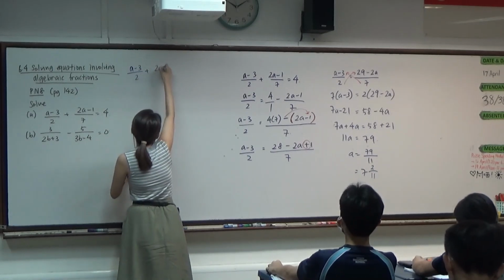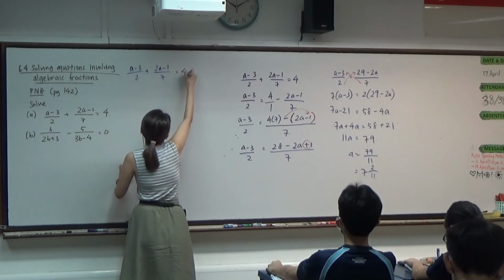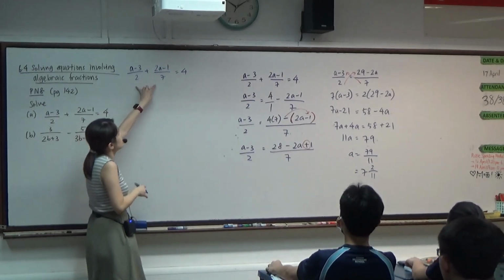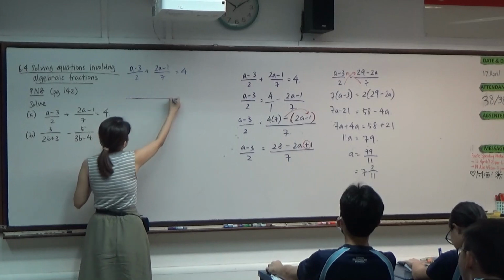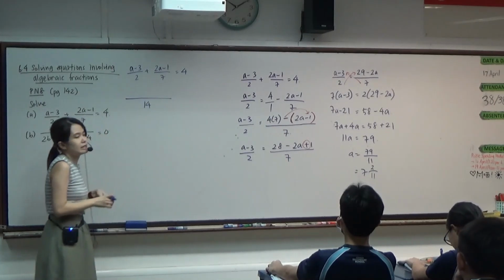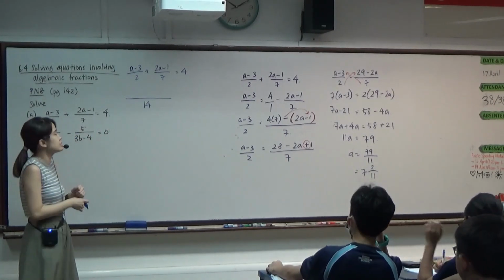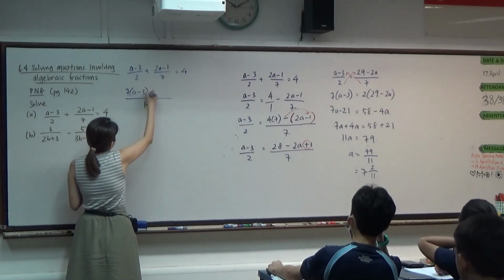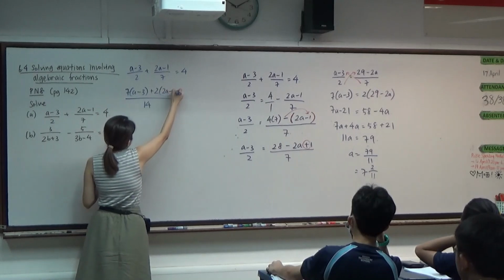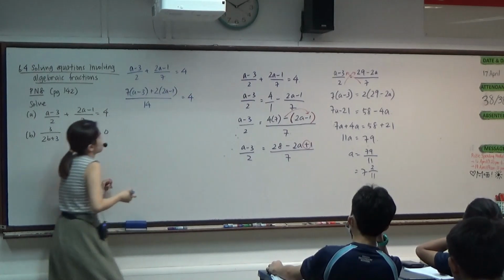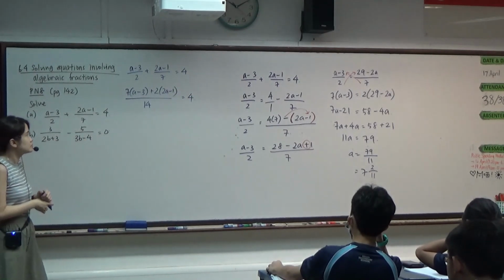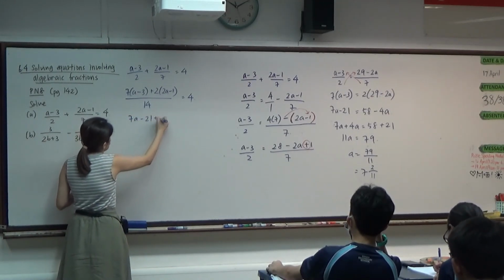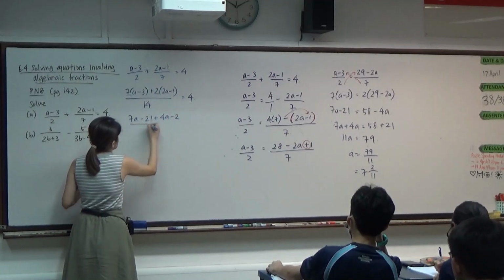So if I were to start right at the beginning with the question, between these two fractions, I can just combine into a common denominator of 14 because 2 and 7's lowest common multiple is 14. Then I'll have 7 times (a minus 3) plus 2 times (2a minus 1). Then I'll get this, such that in the numerator I'll have 7a minus 21 plus 4a minus 2.